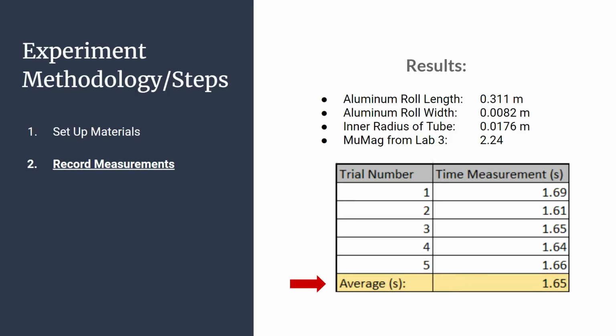Here, after running the experiment, I was able to arrive at these values. On the top are my measurements for the dimensions of my aluminum tube, and the bottom chart shows the different times it took the magnet to fall through the tube over 5 trials. The average was 1.65 seconds, and the magnetic dipole moment of my magnet from my previous lab was 2.24.